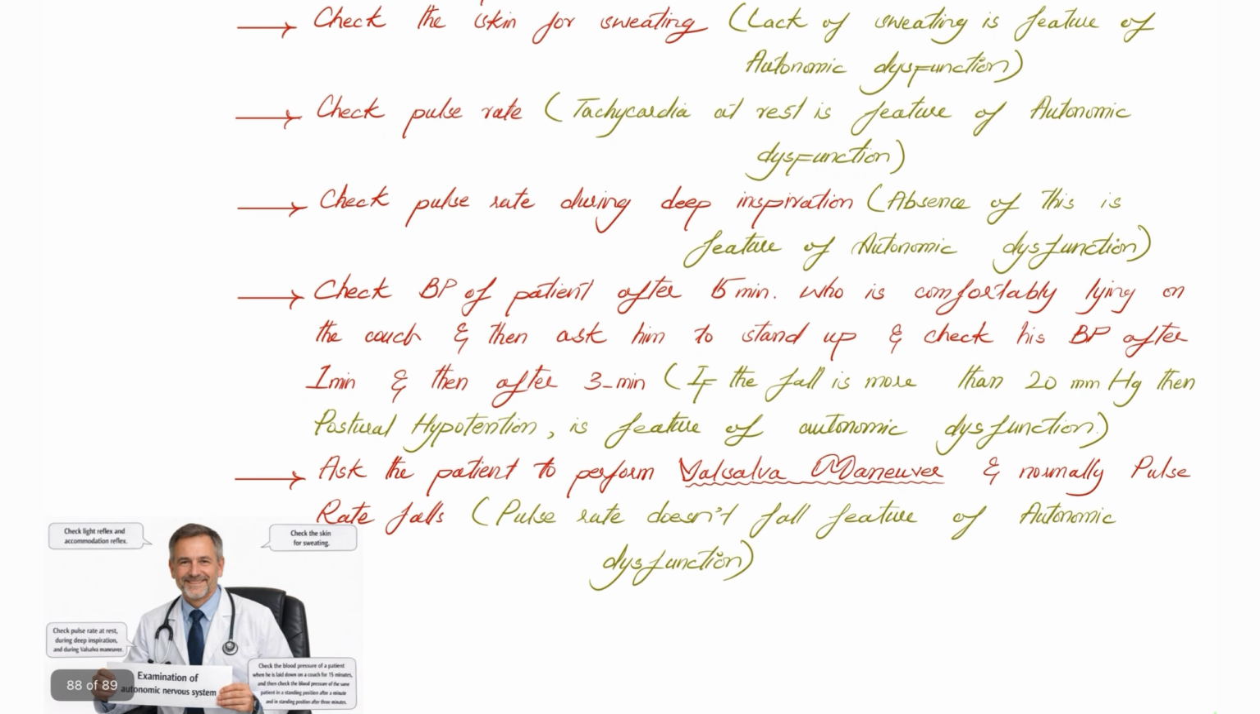Check blood pressure of the patient who has been comfortably lying on the couch for 15 minutes, and then ask him to stand up and check his blood pressure after a minute, and then after 3 minutes. If the fall is more than 20 mm of mercury, then postural hypotension is present, which is a feature of autonomic dysfunction. Ask the patient to perform Valsalva maneuver, and normally during the Valsalva maneuver pulse rate falls, but if the pulse rate doesn't fall, this is a feature of autonomic dysfunction.